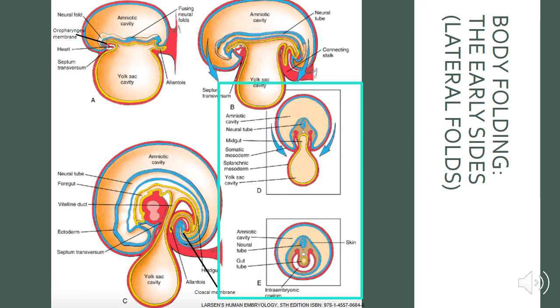Initially, as the lateral folds come down, they meet with each other at the cranial and caudal ends, so at the head and at the tail. And once they meet at those ends, they then zip themselves closed in the direction of the umbilical cord. So they're coming from opposite directions, cranial end and caudal end, fusing as they go until they meet at the umbilical cord.